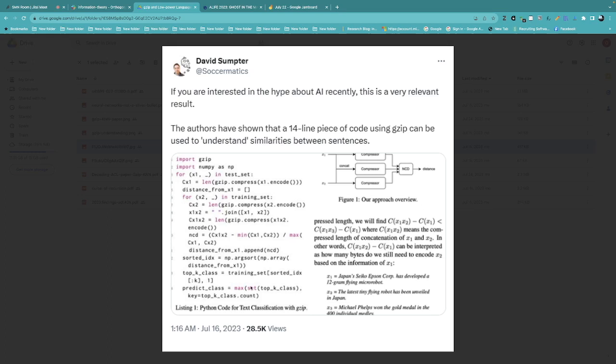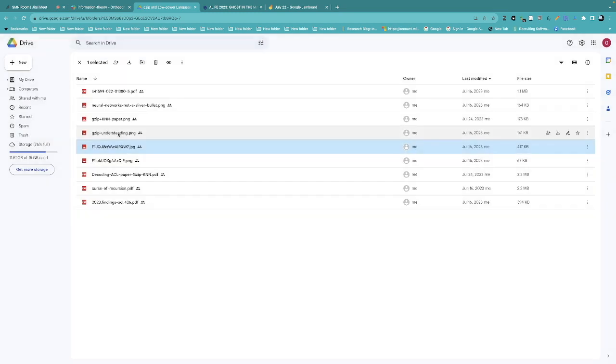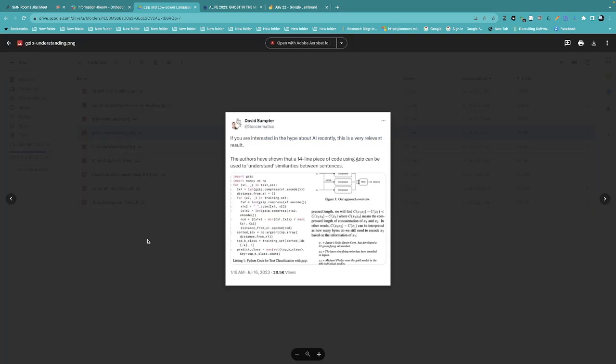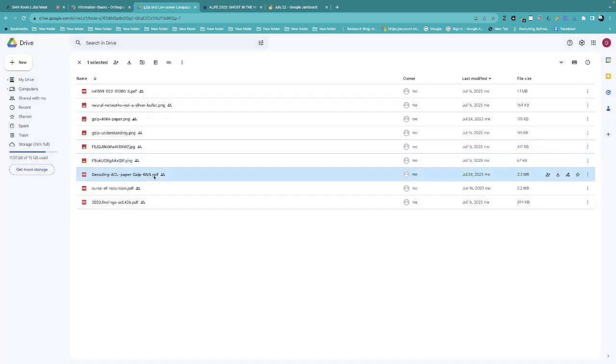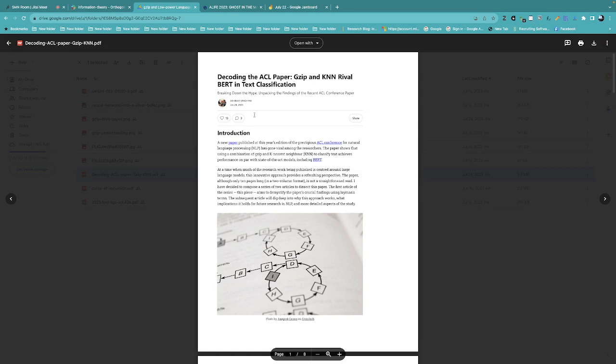So this is the code for Python text classification with gzip. This is the overall approach. And then they actually have some results in the paper. So this is an example of the overview here. It's basically a series of compressors, and then they compute a distance, and then that distance is used to have some sort of understanding of language. So this is the paper here, where I think this is actually a blog post on the paper.